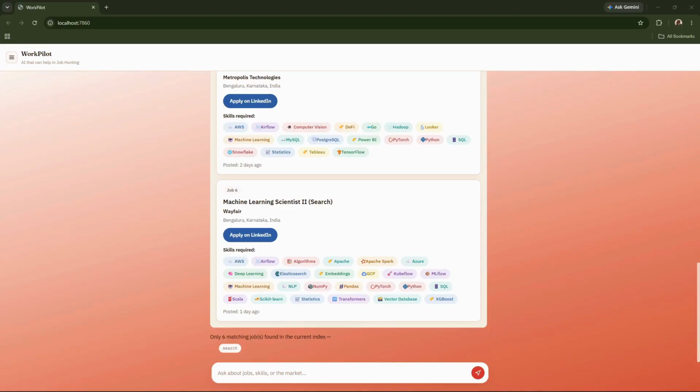Now, behind the scenes, it's running a hybrid search, which comprises a fine-tuned BM25 keyword search and a semantic search. Then we are using a cross-encoder re-ranking before generating the final answer.